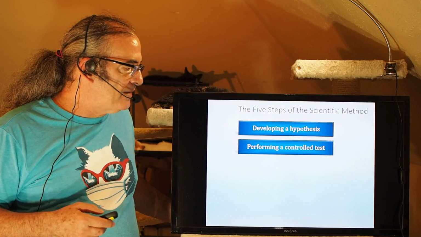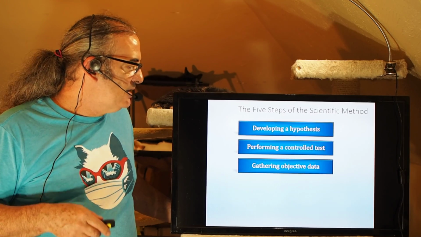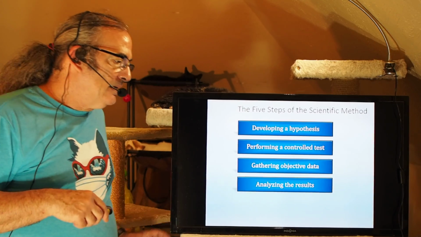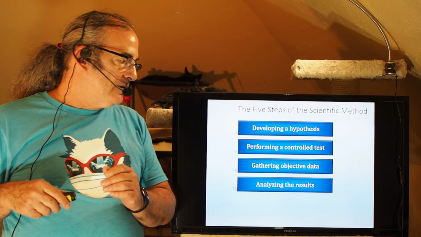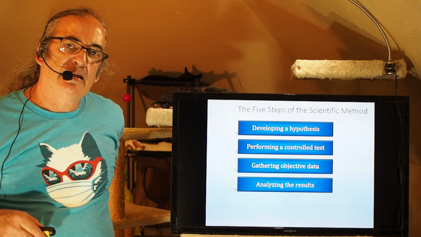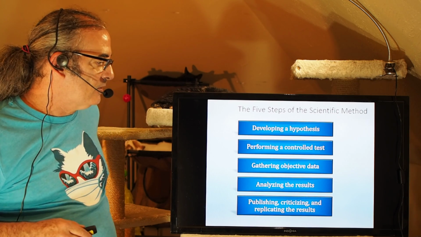We develop a hypothesis. We perform a controlled test. We gather the objective data. We analyze the results, and finally we publish, criticize, and replicate the results. So let's talk about each in turn.